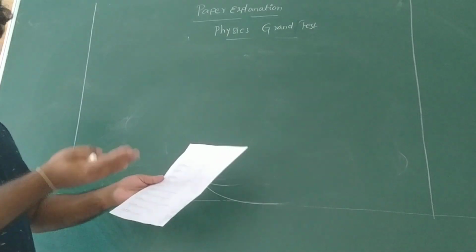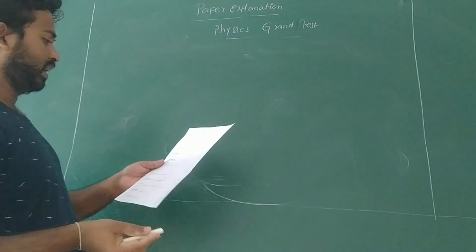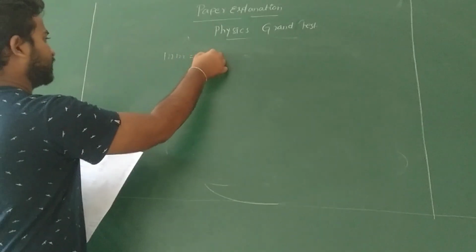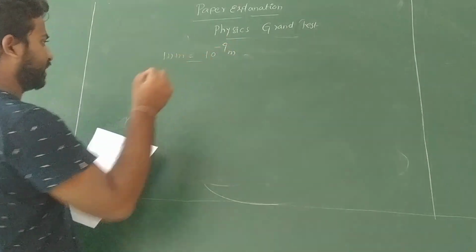Just to finish 10 questions, you can hear direct questions. See, 1 nanometer is equal to 10 power of minus 9 meter. It is also a direct question only.